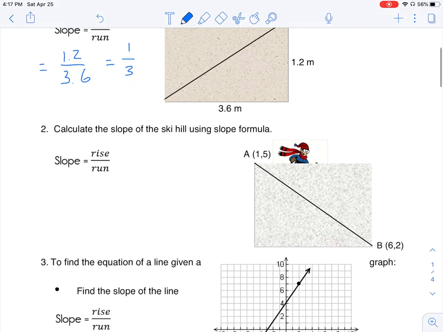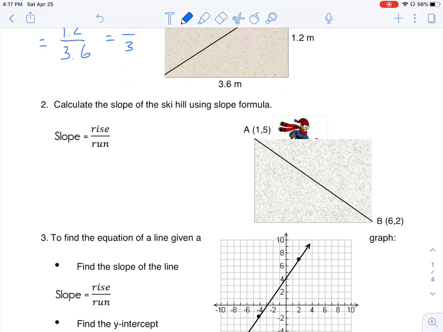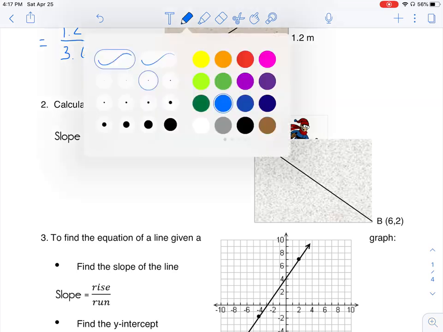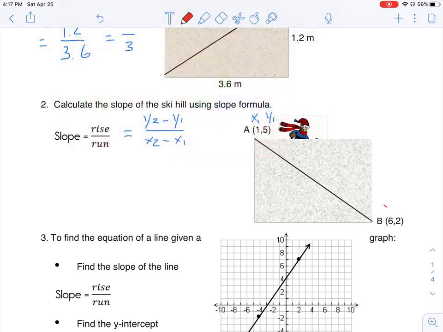Calculate the slope of a ski hill using the slope formula. Now, the slope formula is rise over run. That doesn't really give us a formula. That's just kind of what we know it to be. The rise can be calculated by y2 minus y1 over the run, which is x2 minus x1. So in this case, this is x1, y1. The other point we can use is x2, y2.